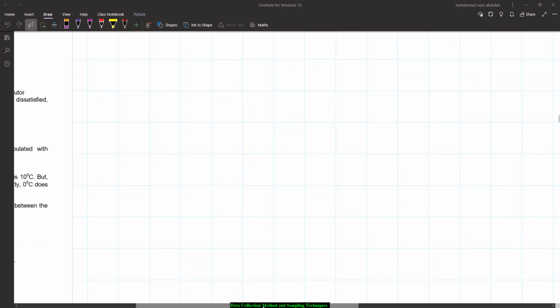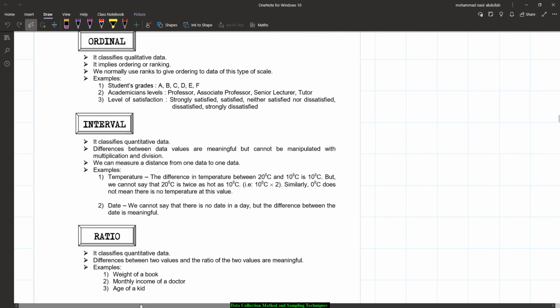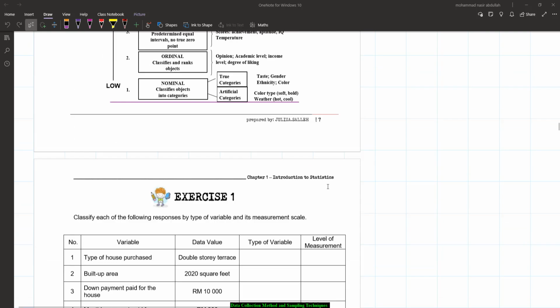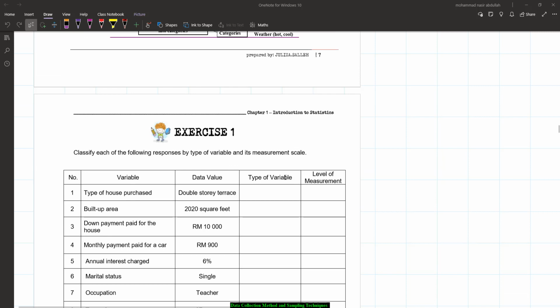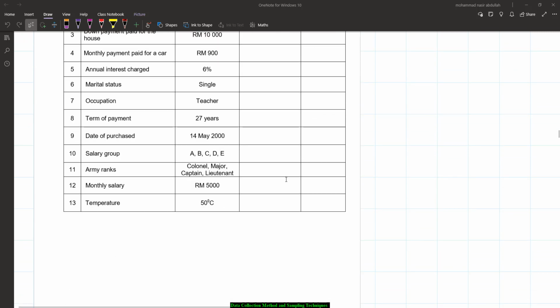So make sure you understand the difference between nominal and ordinal, and the difference between interval and ratio. This is very important. If you fail to understand these levels of measurement, then you cannot answer the first question in the test and final assessment. And you might not be able to do your project very well. So make sure you do exercise number 1, as I said last lecture.